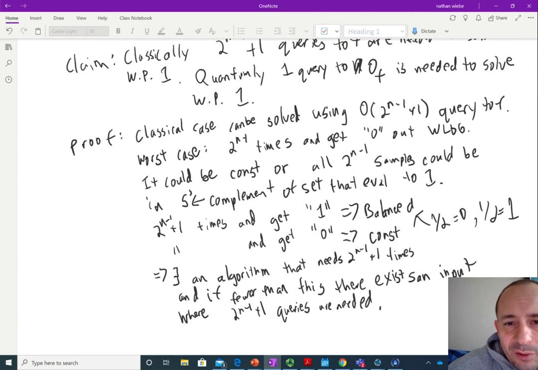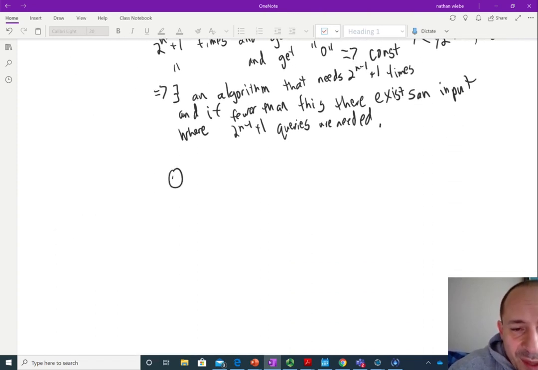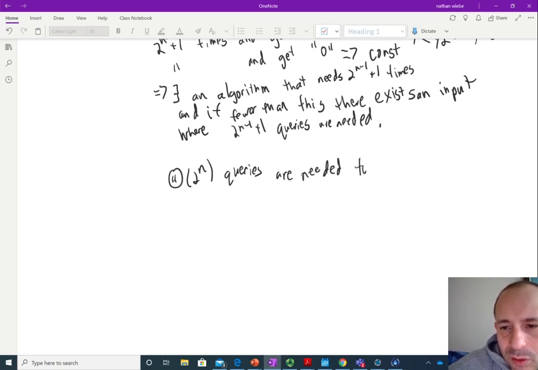So in that case, what we would end up saying is that classically, big theta of 2 to the n queries are needed to solve. All right, great. So classically, we know that we need an exponentially large number of queries.